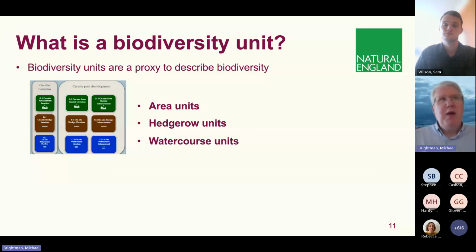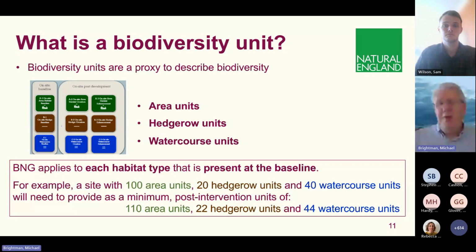So the metric calculates biodiversity units by using habitats as a proxy. There are 3 habitat types: area units, hedgerow units, and watercourse units. Biodiversity net gain applies to each habitat type that is present at baseline. Where there are 0 units of hedgerow and 0 units of watercourse at baseline, then no action is required in that regard, because a 10% gain on zero is zero. So if not present at baseline, no action is required. However, where a habitat type is present at baseline, biodiversity net gain applies to each one.